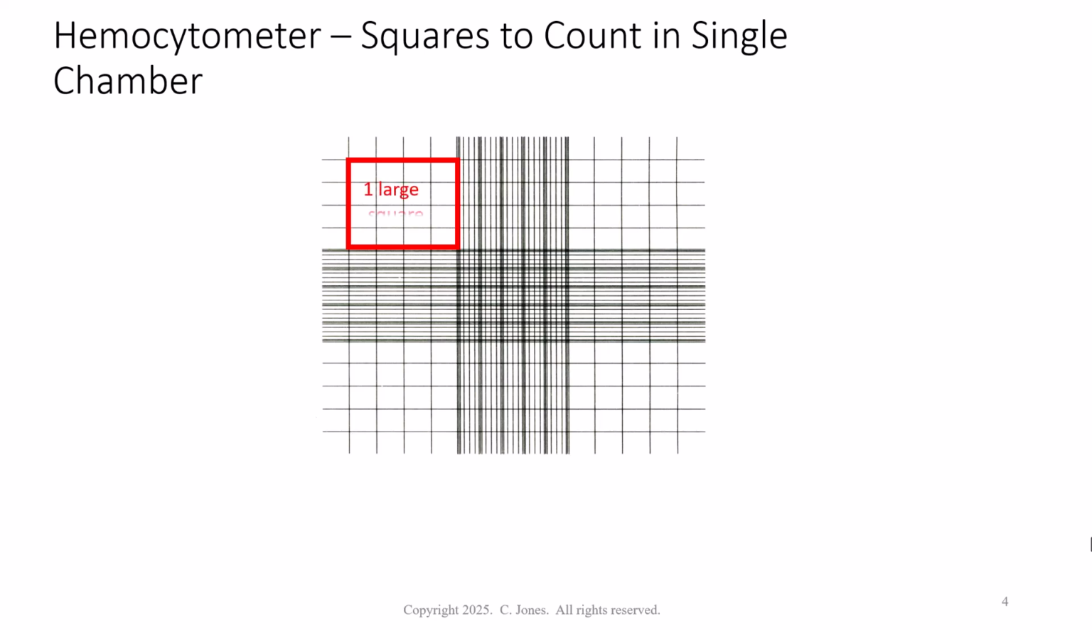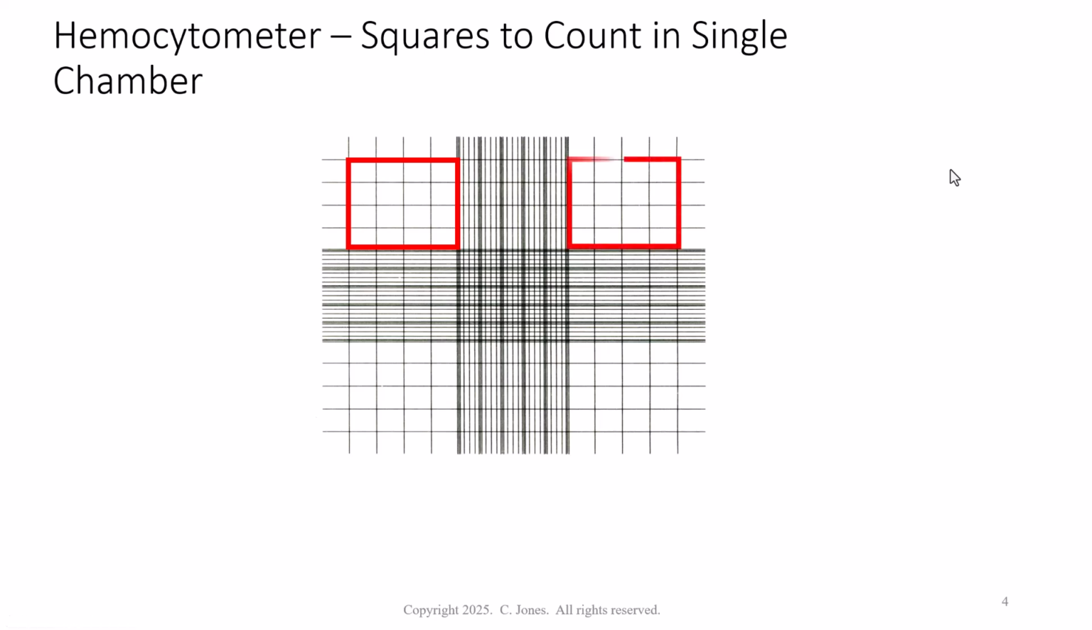Once again, then, let's remember what a square is. So this is a large square, one large square, and each large square is subdivided into 16 smaller squares. And this is where the cells will be that you are going to count, right? Inside of this large square. Cells out here will not be counted.